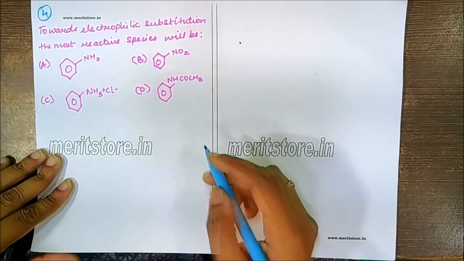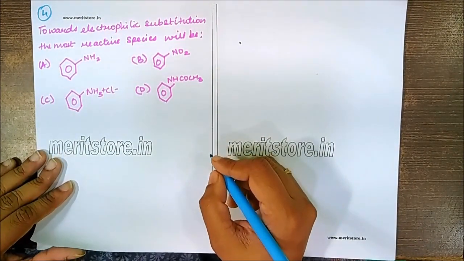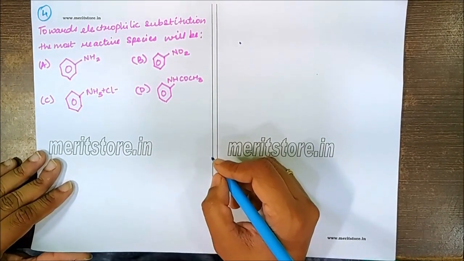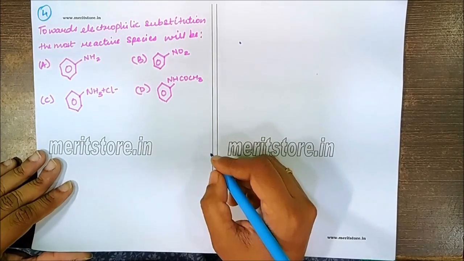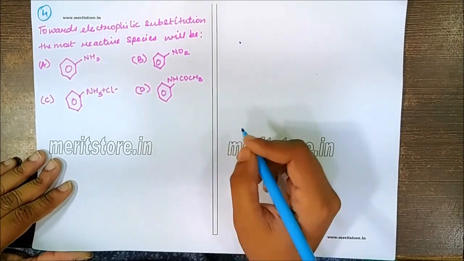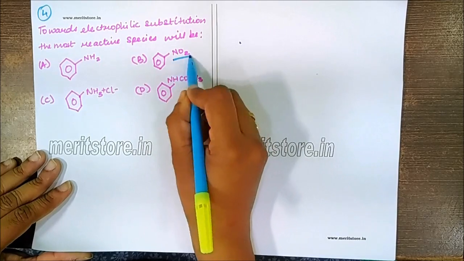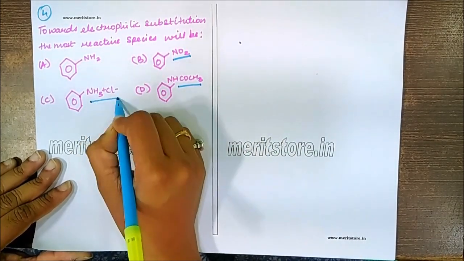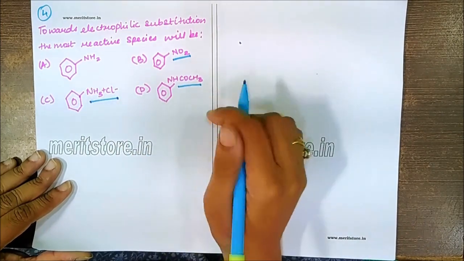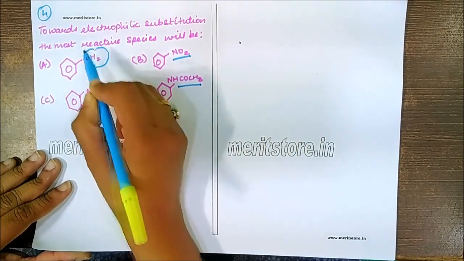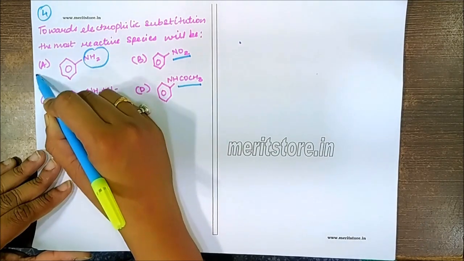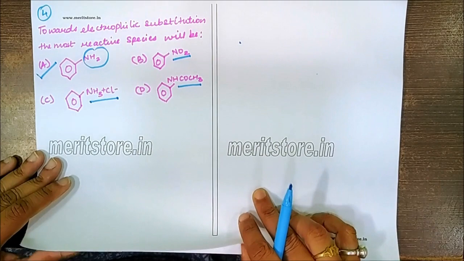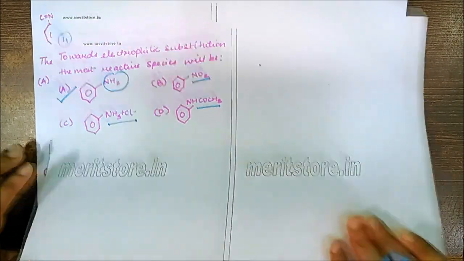Towards the electrophilic substitution, the most reactive species. The electrophilic substitution, that is ortho-para direction, is only possible when those groups are electron donating groups. In this case, NO2, NHCOCH3 and the salt, they are electron withdrawing groups. Only one group we have, that is NH2, which is electron donating group. Hence our option A is more reactive towards the electrophilic substitution reaction.